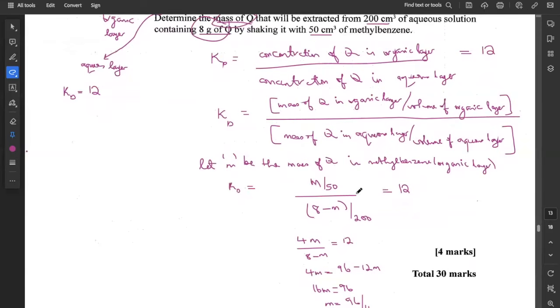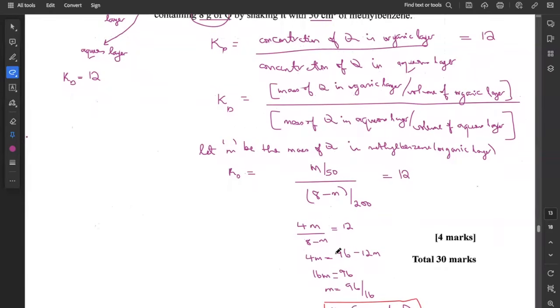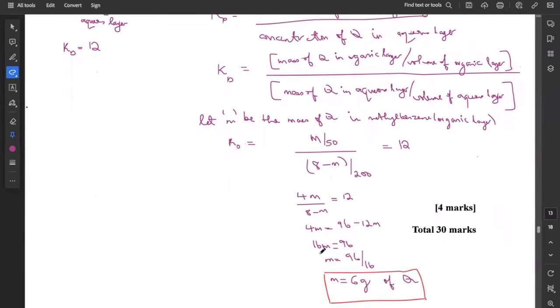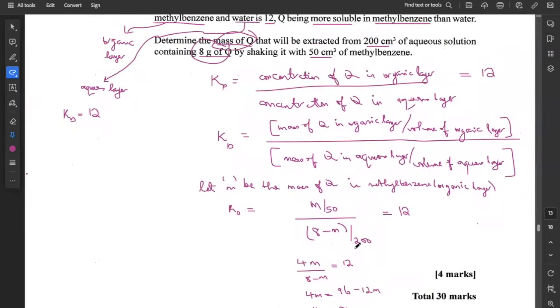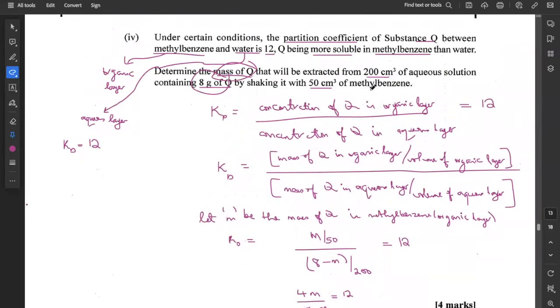This is a mass concentration in the organic layer, and this is a mass concentration in the aqueous layer. And that's going to be equal to our partition coefficient, which they told us is 12. So at this point, all we have to do is some algebra to solve for M, which is our unknown. When we cross multiply and bring all the M's to one side, we end up dividing 96 by 16, and we come out with a mass of 6 grams of Q. So that 6 grams of Q is the mass that will be extracted into the methyl benzene layer.